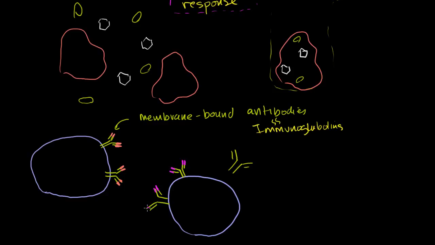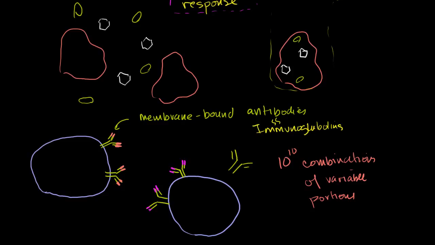Just like that. Now, he has 10,000 of these on his surface, and every one of these has the same variable portions, but they're all different from the variable portions on this B cell. And there's actually 10 billion different combinations of variable portions. So there's 10 to the 10th, or 10 billion combinations of variable portions. So the first question, and I haven't even told you what the variable portions are good for, is how do that many different combinations arise?